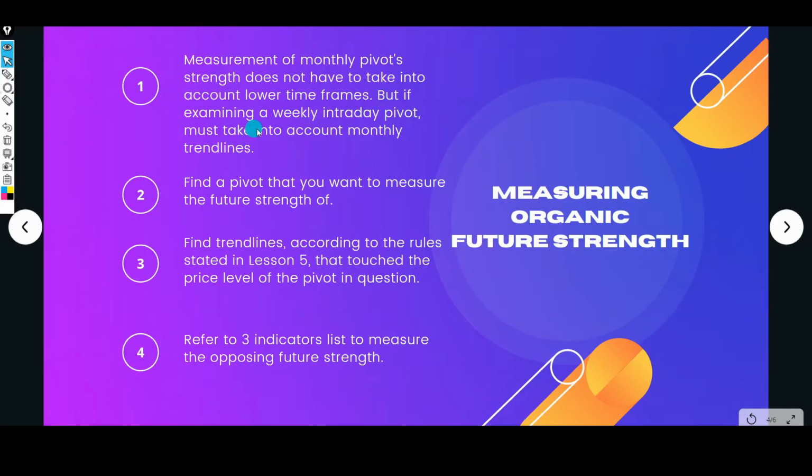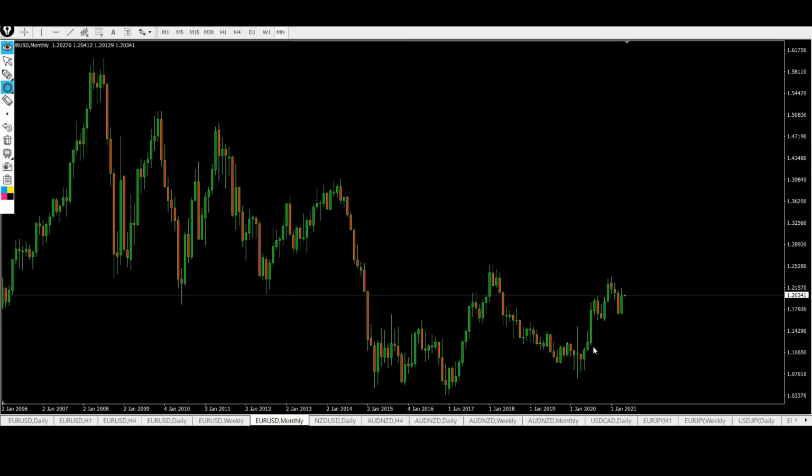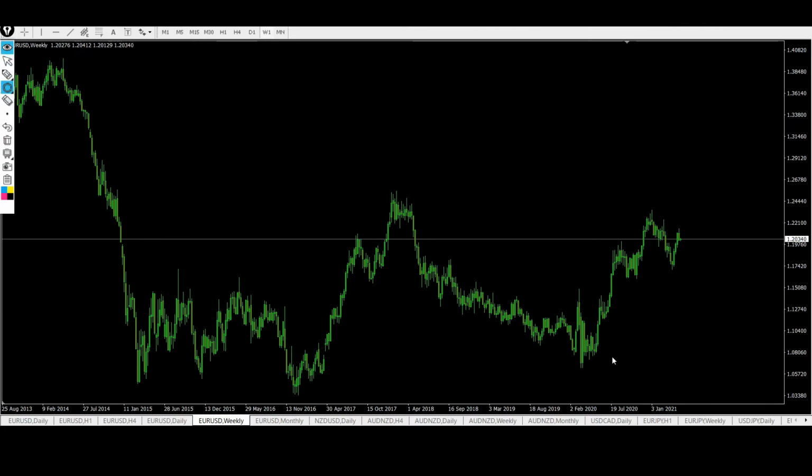Okay, but if examining a weekly intraday pivot, then we must take into account the monthly trend lines. All right, so let me show you what that's about. Okay, so on this monthly chart, say we wanted to measure the future short strength at this price level right here. However, there's no obvious pivots here since this is a monthly chart. So we're going to boil down to the weekly chart, right? So let's go there. All right, so on the weekly chart, there is a pivot at that monthly price level we're talking about. Now in this case, since we're measuring a weekly pivot's future short strength, we must take into account the monthly chart's future short strength at this price level.